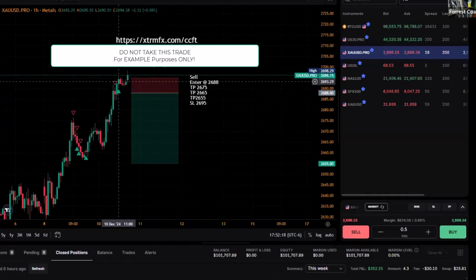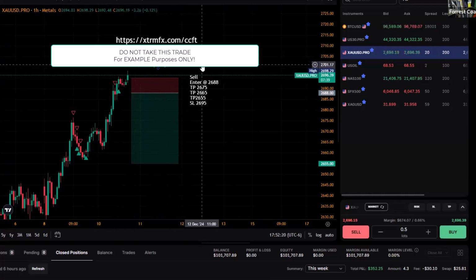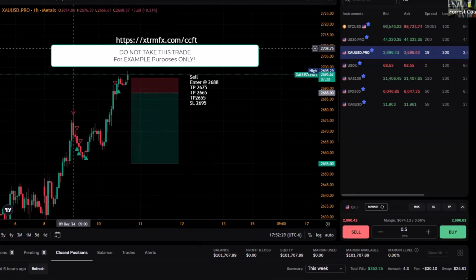So this is just for example purposes. Do not take this trade, for example purposes only. I'm not a financial advisor. Don't trade money you don't want to lose. If you don't like to lose, don't trade. Past performance doesn't guarantee future results. All the disclaimers. There's no guarantee. If anybody's telling you they're going to win every time they trade, they are lying to you. If anybody's telling you that you can learn to trade in 2 weeks, they're lying to you.